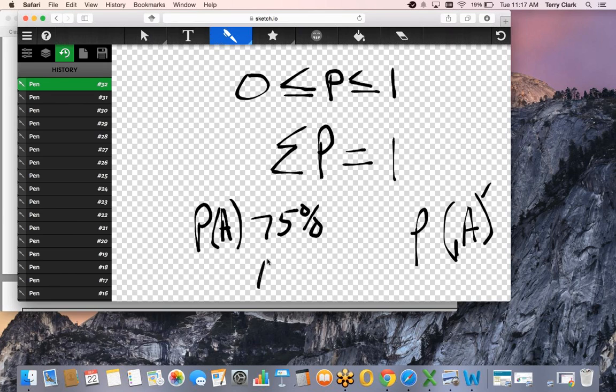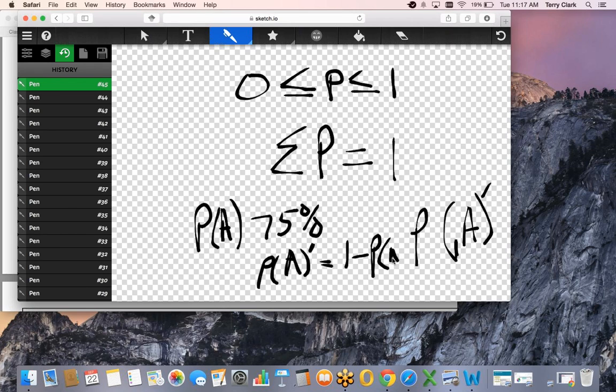So when we say the probability that it's not A, that's going to be 1 minus the probability of A. Let me put that there. Okay, so that's the way it works.